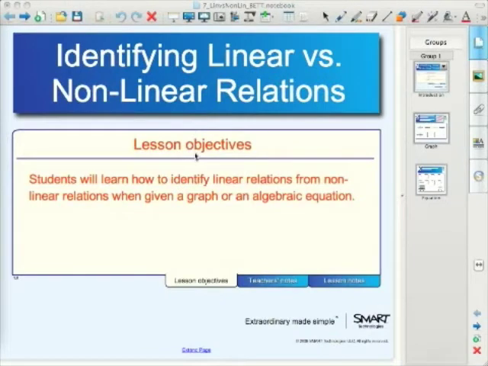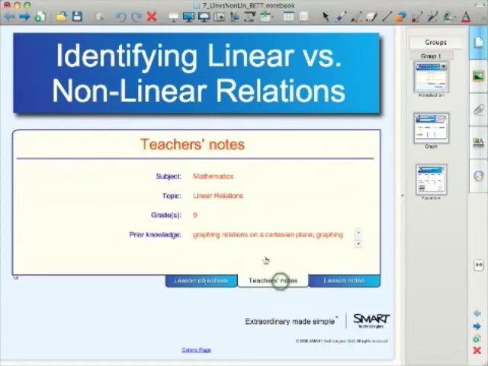Here's a quick example of how I integrate Notebook into a grade 9 class when I'm trying to help students identify a linear versus nonlinear relation when given a graph or an algebraic equation. As I mentioned, this is for a grade 9 class, and this would be in the unit of linear relations.